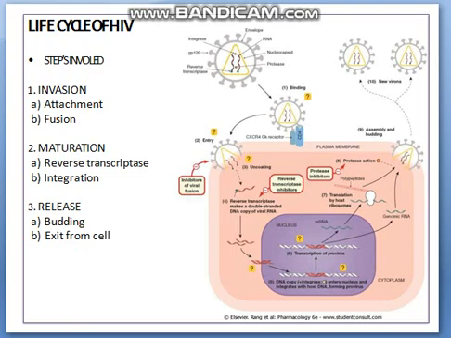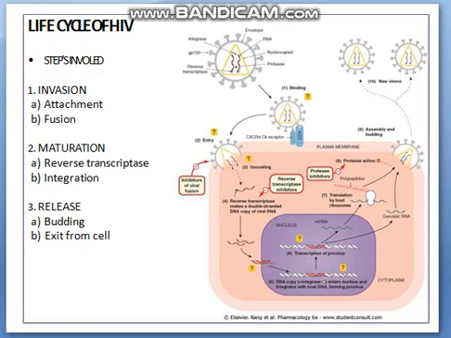This is the life cycle of the HIV virus. So you can see through the diagram. First is invasion. Invasion means attachment and fusion. So we can see it attached to the human cell and then it fuses its genome material with the human cell. Then maturation, it means it becomes matured, it starts developing itself.